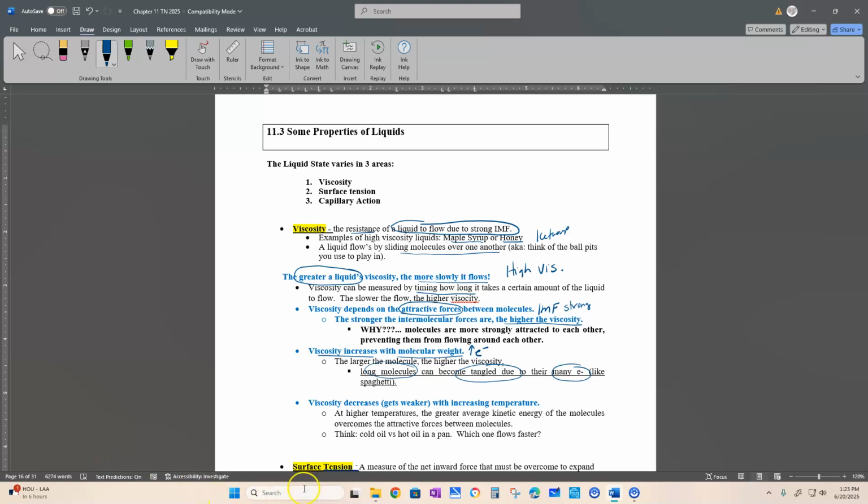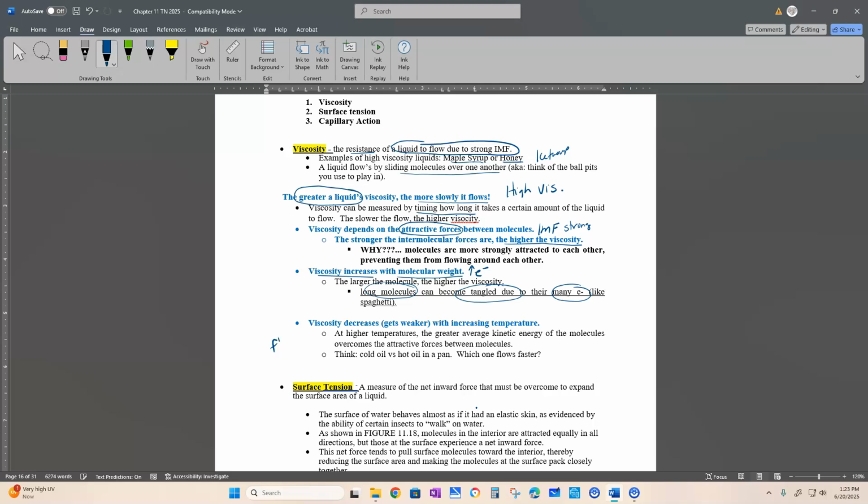But if you want something to flow faster, well then crank up the temperature. What happens is viscosity gets weaker when you increase the temperature. At higher temperatures, the molecules are gaining kinetic energy, which means they can actually move faster and more, because you're overcoming those forces between the molecules.